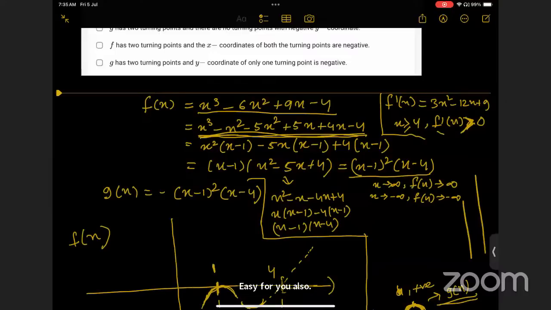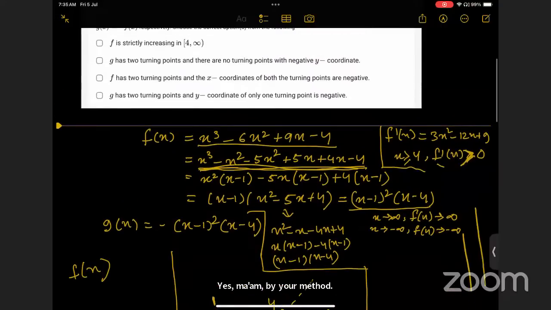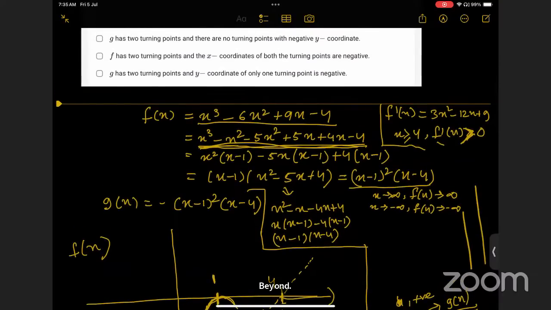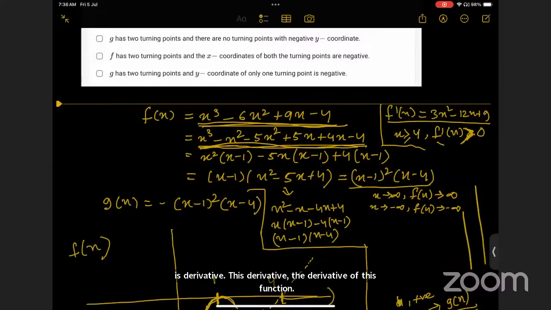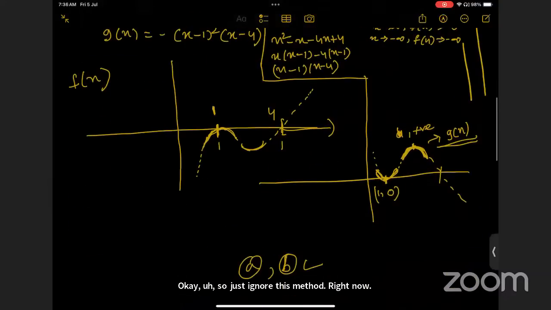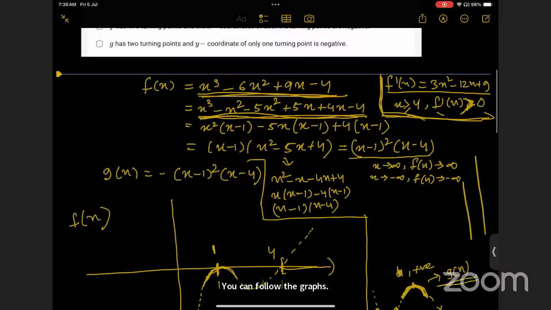Ma'am, how did you get 3x square minus 12x plus 9, the derivative part? Because we didn't learn about it. Take the derivative of this function with respect to x. Okay. No, I don't know about derivatives. We didn't learn about it in these 4 weeks. Okay, so just ignore this method right now. You can follow the graph. When you learn about derivatives, then you can do that.